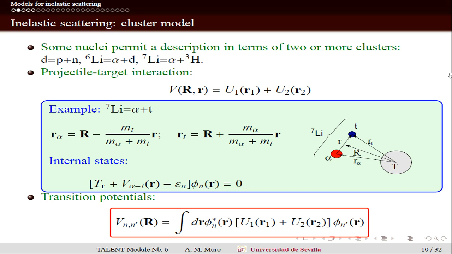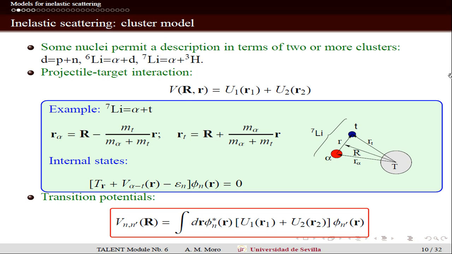So the triton has spin 1/2 plus, okay? And this couples to the alpha, 0 plus, and in this case they couple with L equal 1, and this could produce 1/2 minus, 3/2 minus, but the ground state is actually 3/2 minus, and there is a first excited state that is 1/2 minus.